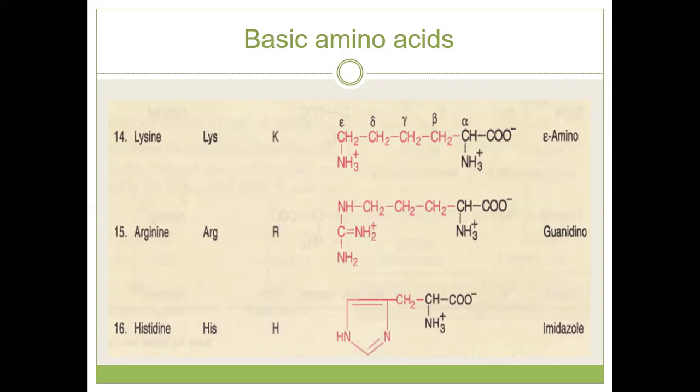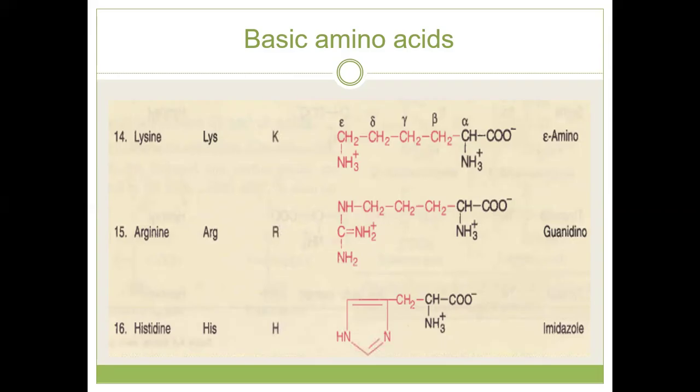Okay, so the basic amino acid, for example, we have lysine. In lysine, we have the beta carbon, the gamma carbon, the delta carbon, and the epsilon carbon. On the epsilon carbon, we have an amino group attached. All these groups, the red, remember, is what we all call the R chain or the side chain or the R group. While in the case of arginine, we have the guanidino group.